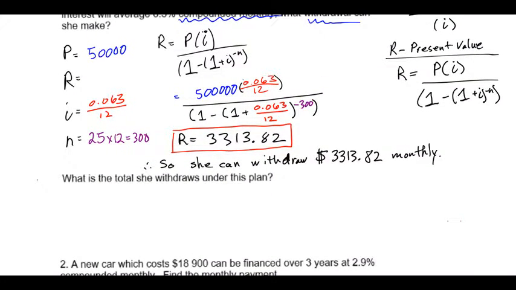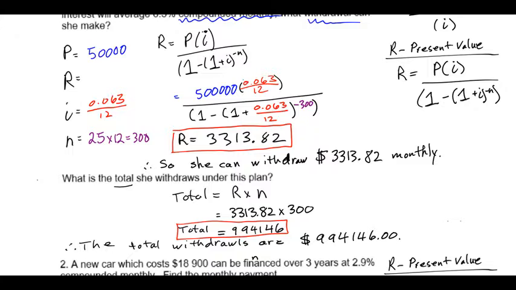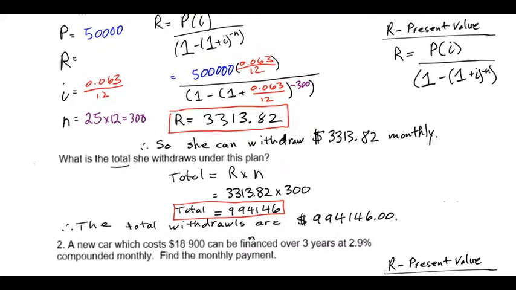Now let's move on to the total withdrawals under the plan. If you think about it, the total deposits that we did before is going to be exactly the same as the total withdrawals under this plan. So we say our total is equal to R times n, which is 3,313.82 times 300, which gives us $994,146. And we basically do our final statement. Now, let's move on to question number 2.